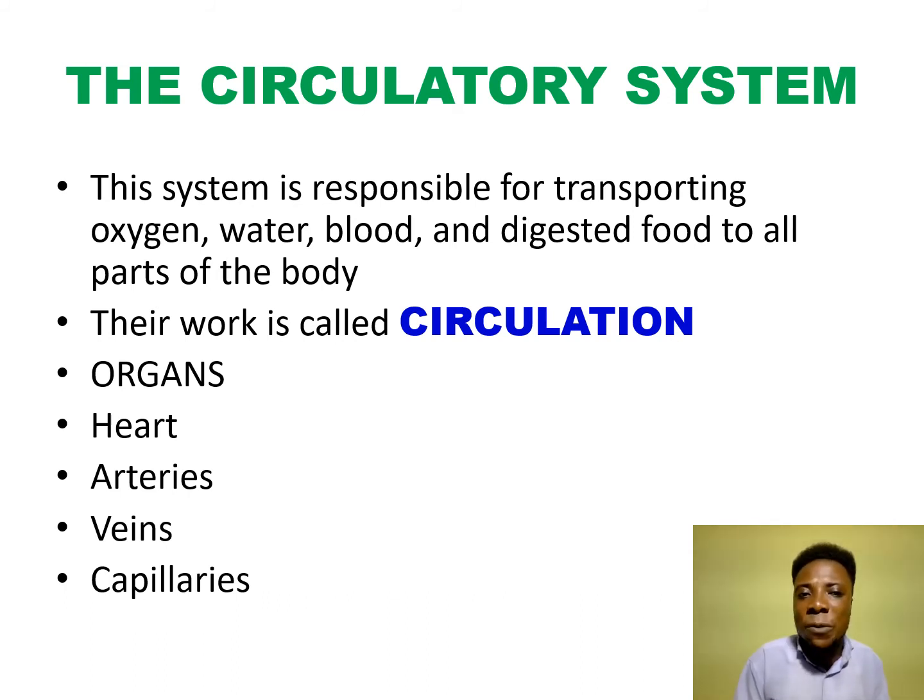So we have organs for circulation: veins, arteries, capillaries, and the main organ is the heart. The heart pumps the blood, digested food and oxygen and passes it on to the veins, arteries and capillaries so that they can transport them to all parts of our body. The work they do is called circulation. They transport food and water with oxygen and digested food to all parts of the body. That is circulation.